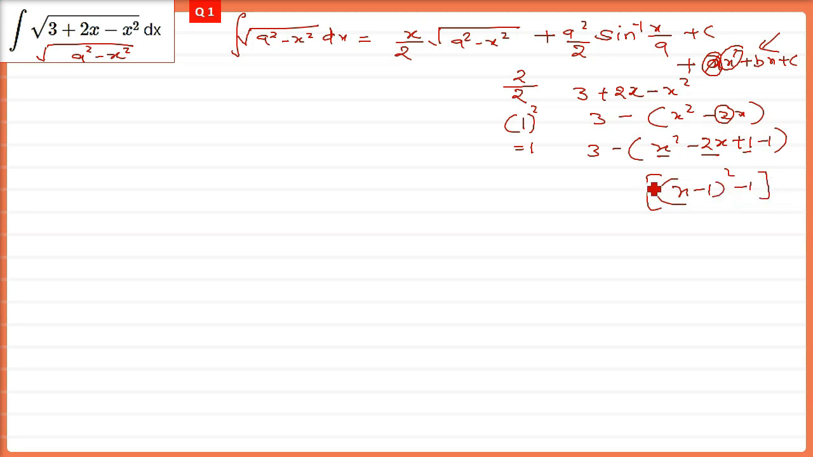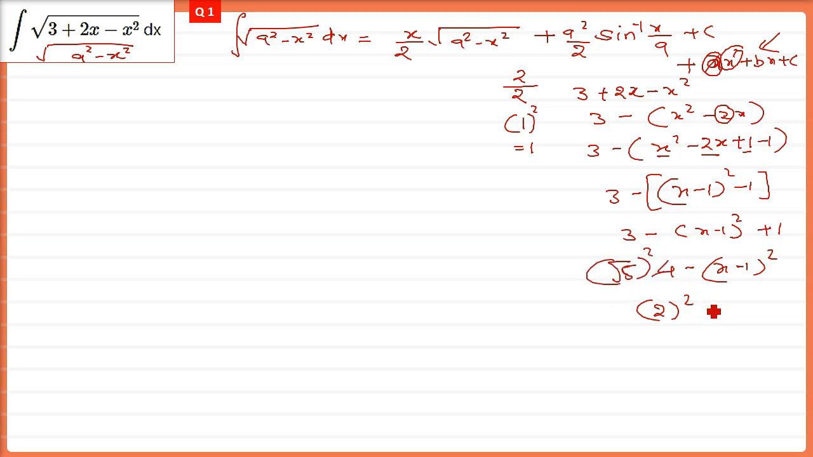But remember, it is preceded by 3 minus. So just open it up, and it will be 3 minus x minus 1 whole square plus 1. Minus minus will be plus. So 4 minus x minus 1 whole square has come. Fortunately, this 4 can be written as 2 square. If it had been 5, you cannot have a perfect square; for that you just put a root and then square it. So you have 2 square minus x minus 1 whole square.